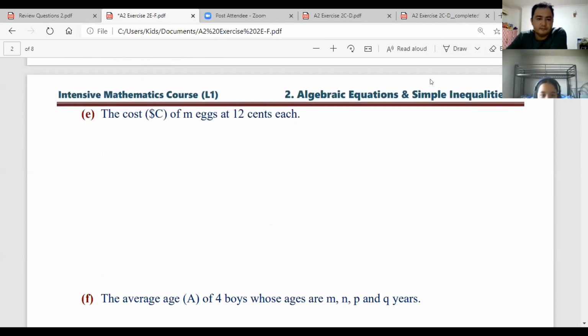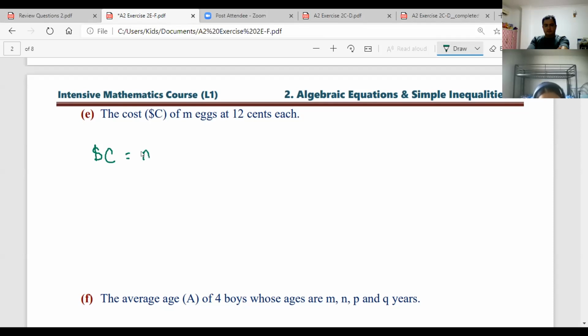It costs $C of M eggs at 12 cents each. $C equals M times 12. Is that correct? M times 12. Here is a bit tricky question. As you see on the left-hand side, it's giving dollars, but on the right-hand side, it is cents. So either you have to change dollars to cents or cents into dollars. You better change cents into dollars, then write your answer.